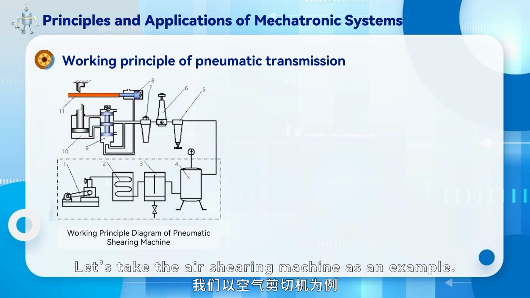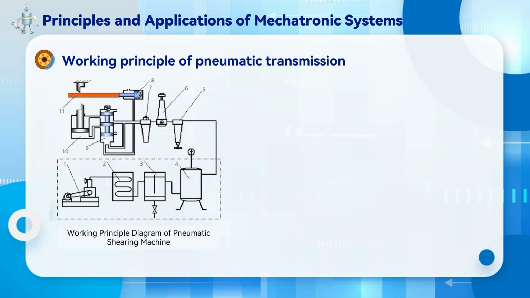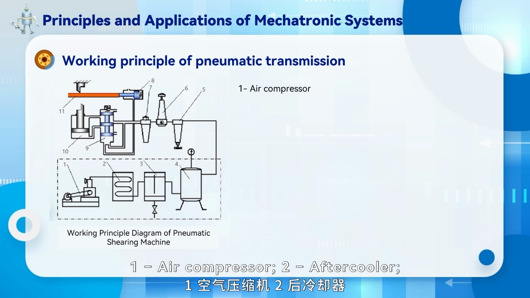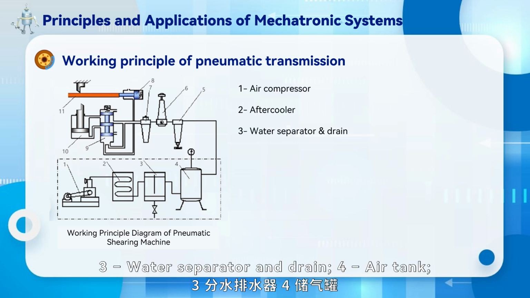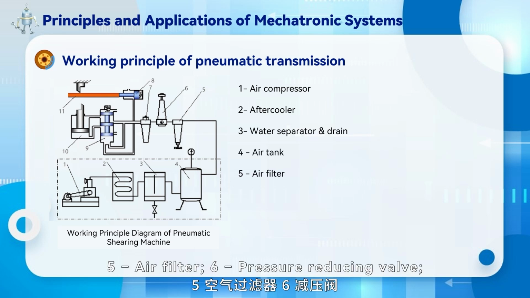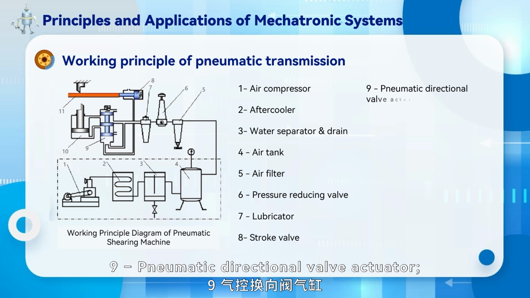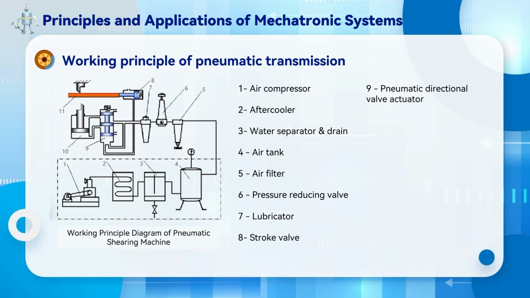Let's take the air shearing machine as an example. Its working principle is shown in the figure. 1. Air compressor. 2. Aftercooler. 3. Water separator and drain. 4. Air tank. 5. Air filter. 6. Pressure reducing valve. 7. Lubricator. 8. Stroke valve. 9. Pneumatic directional valve actuator.